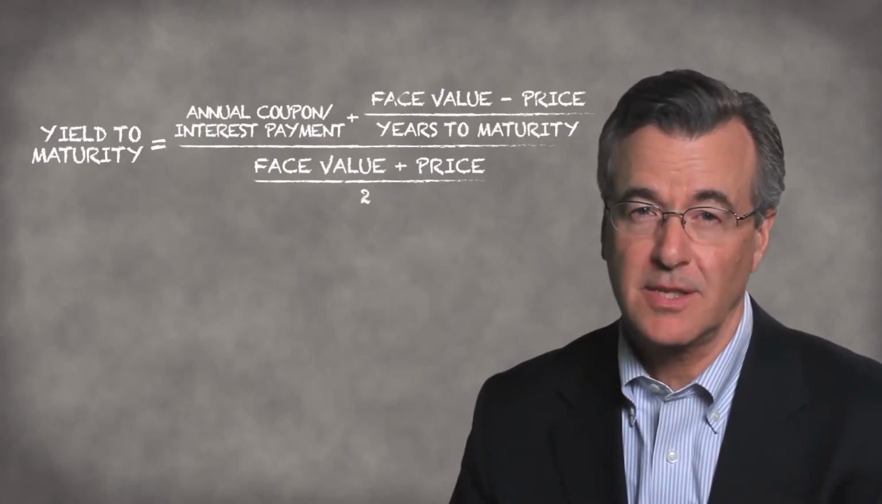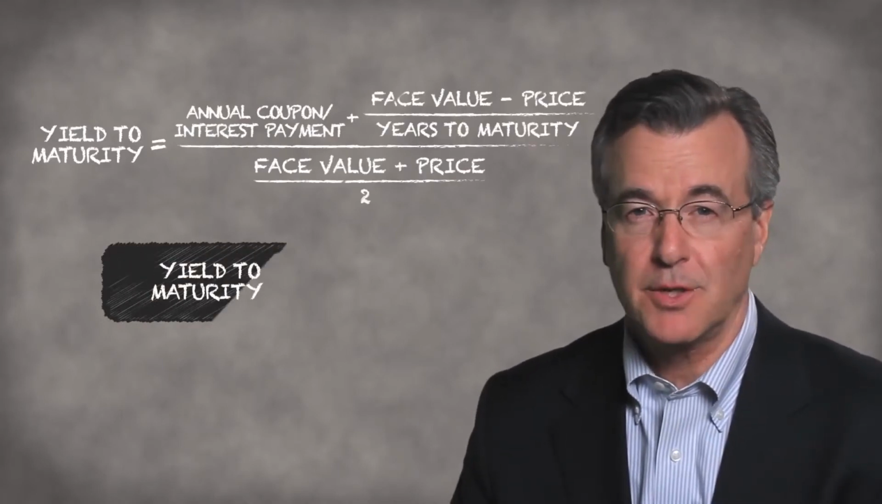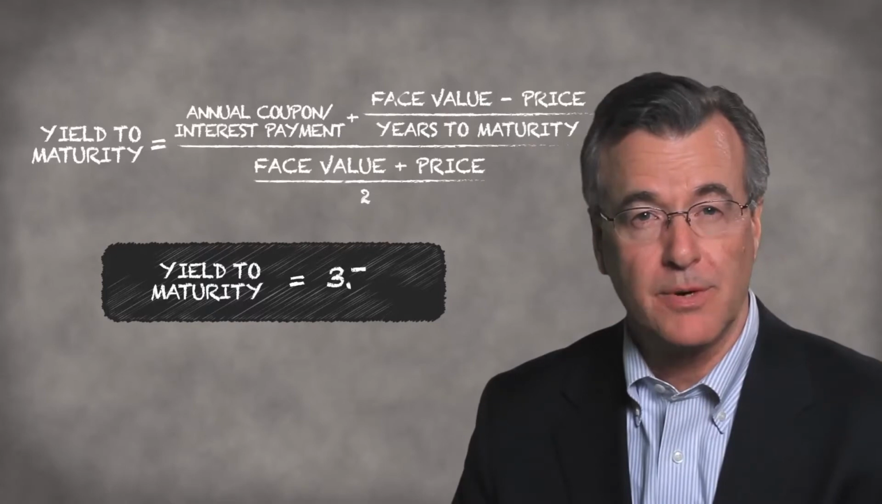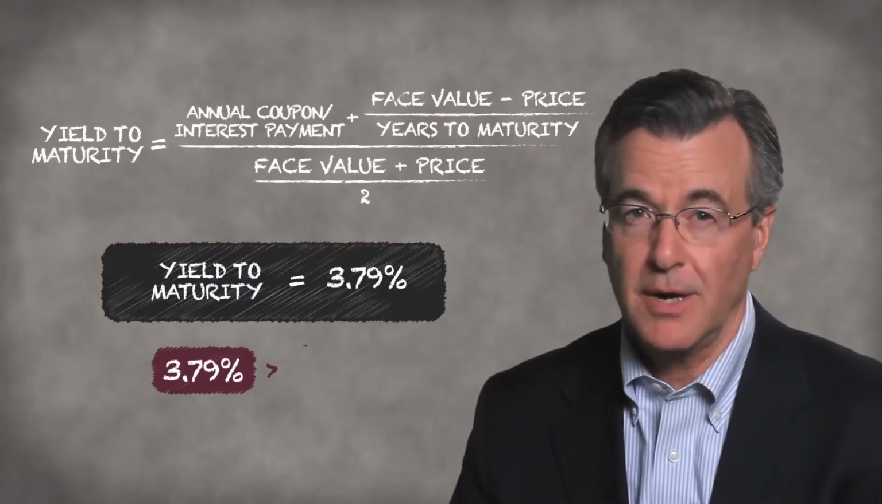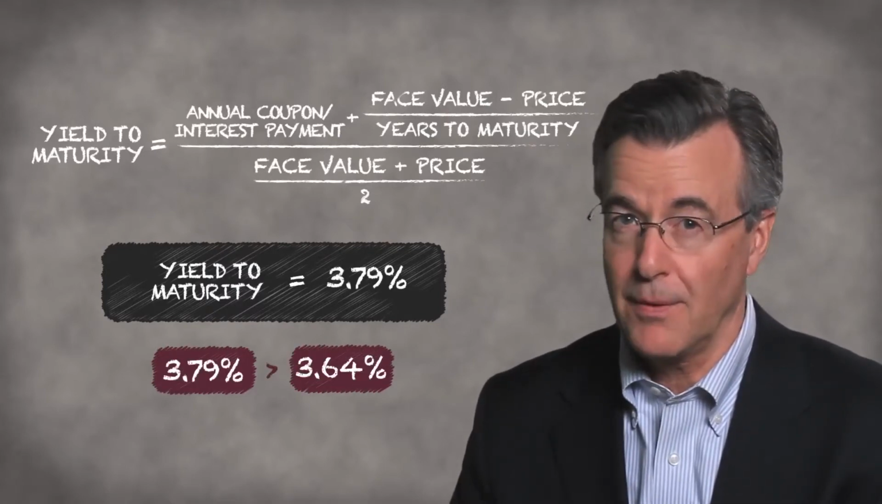The calculation is far more complex, but you can see that in this particular case, the yield to maturity comes out to about 3.79%, which is greater than the current yield we calculated before. Yield applies to a lot of different markets. It can be a good measure and a starting point to weigh different investment possibilities.